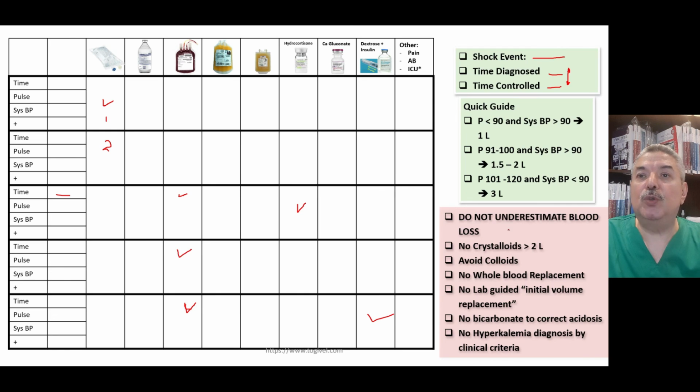The precautions during resuscitation: do not underestimate blood loss. No crystalloids above 2 liters. Avoid colloids as much as you can. No whole blood replacement. No lab-guided initial volume replacement. Initial volume replacement is by clinical assessment, CVP, or by the estimation of the amount of blood the patient lost. No bicarbonate to correct acidosis. No diagnosing hyperkalemia by ECG or clinical signs.